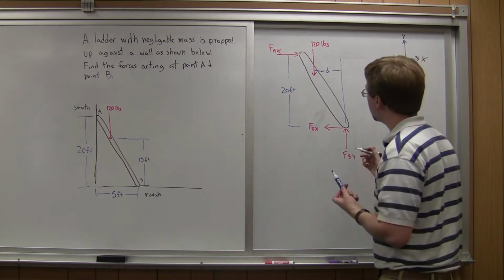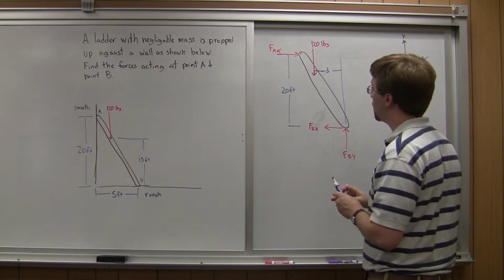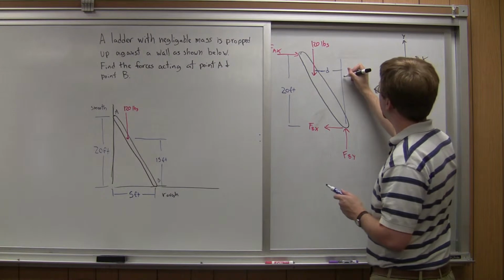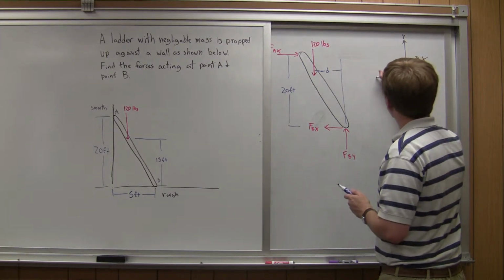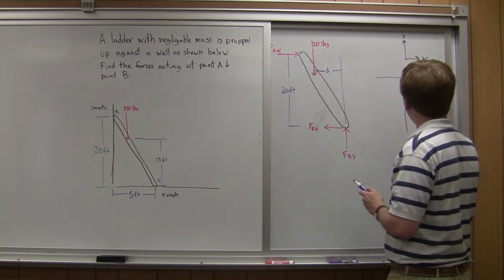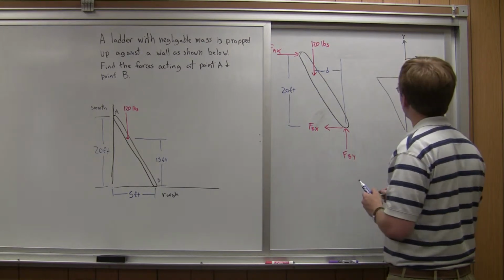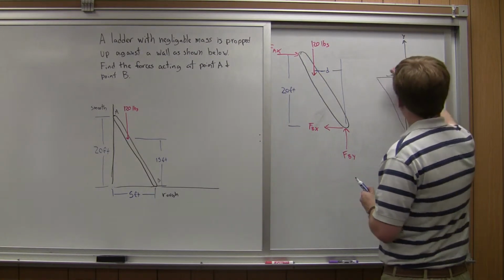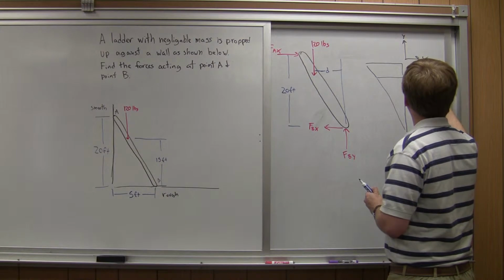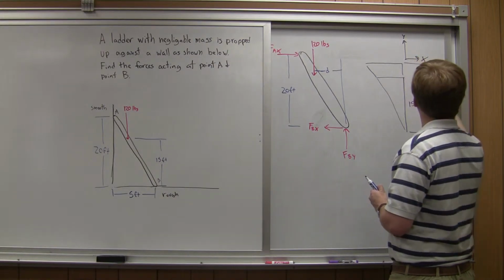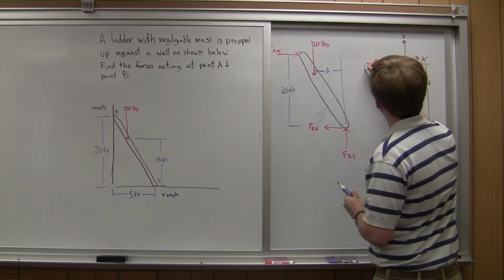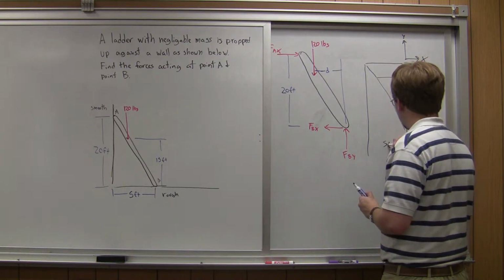So I can use a little bit of math to solve this. In my original problem statement, I saw that this 120-pound force is 15 feet up. So I've got 15 feet here. And I've got kind of a triangle. And if I expanded this triangle out, I'd have the whole thing is 20 feet. And I know that this distance here is going to be 5 feet.